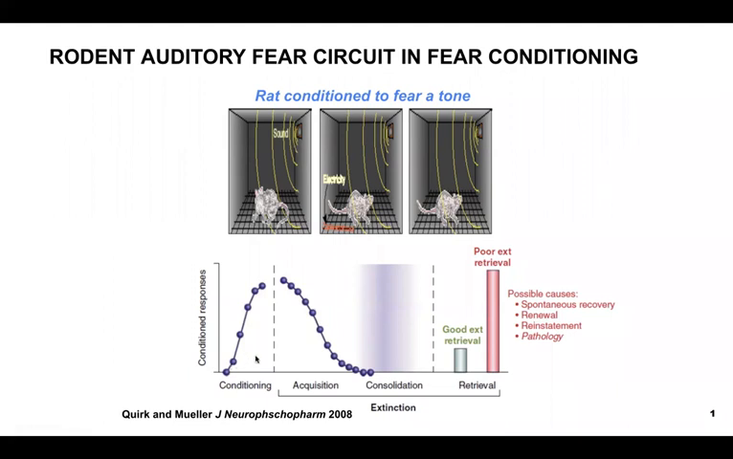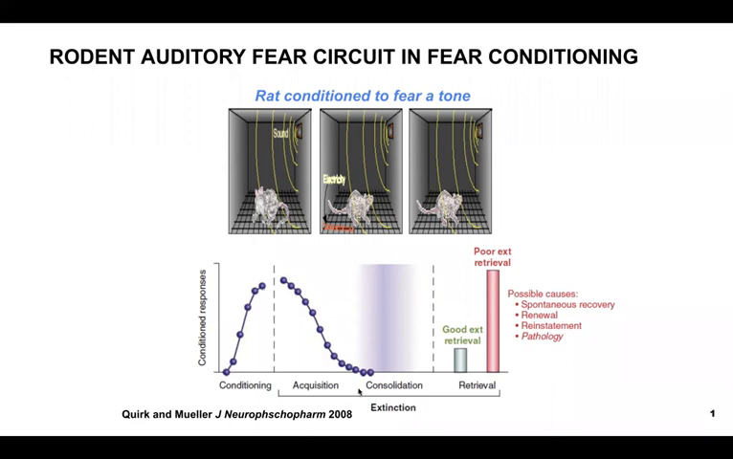So let us first take a look at the conditioning phase. As we can see, as time passes, the rat has a higher number of conditioned responses and therefore is freezing more after hearing the tone. This is intuitive as the rat learns to associate the tone with the shock and therefore begins to freeze when it hears the tone in anticipation of the shock.